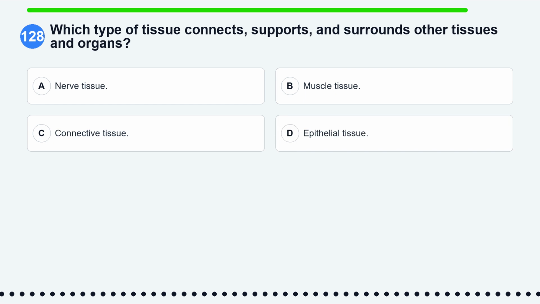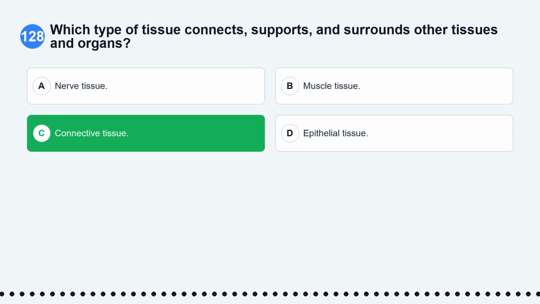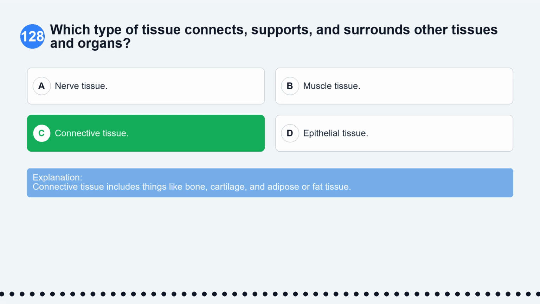Question 128. Which type of tissue connects, supports, and surrounds other tissues and organs? Option A. Nerve tissue. Option B. Muscle tissue. Option C. Connective tissue. Option D. Epithelial tissue. The correct answer is option C. Connective tissue. Connective tissue includes things like bone, cartilage, and adipose or fat tissue.